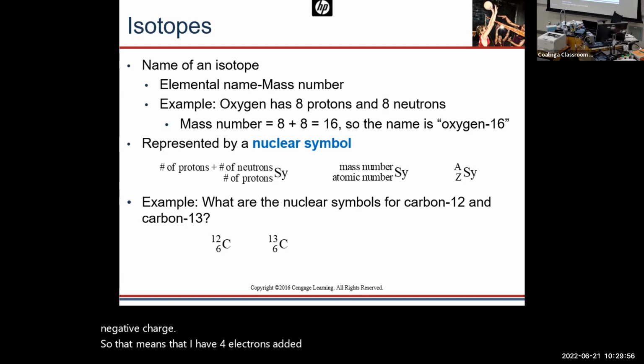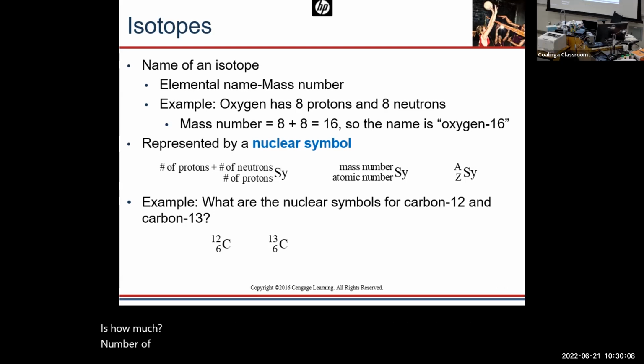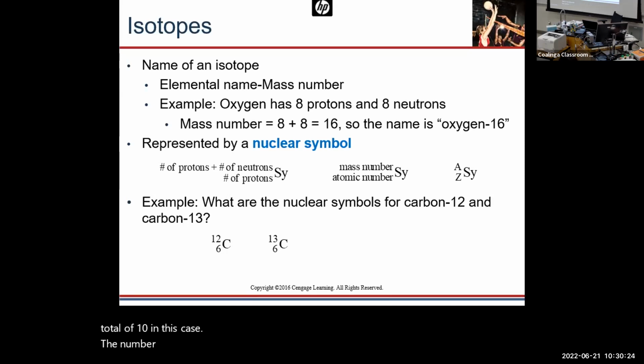So if I ask you, the number of protons is how much? Number of electrons? Ten, because we know it has to match up initially, plus we have 4 more added on. So we have a total of 10. The number of neutrons.